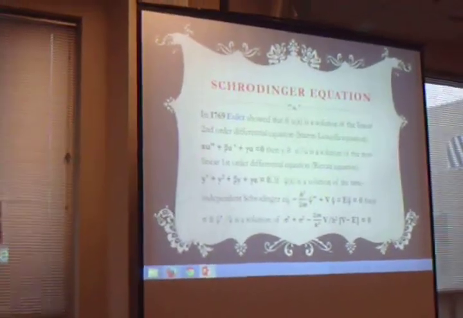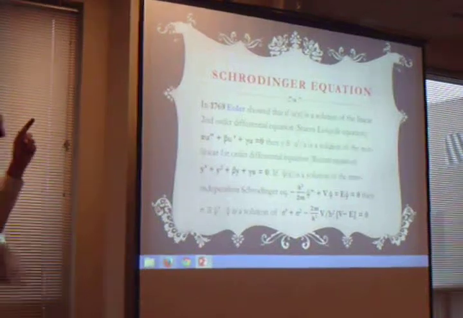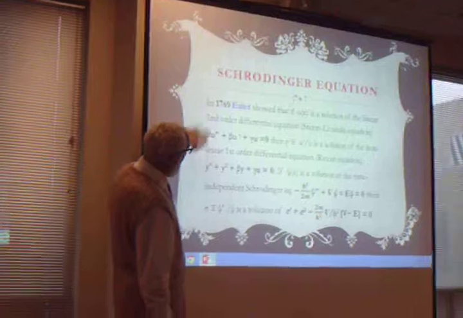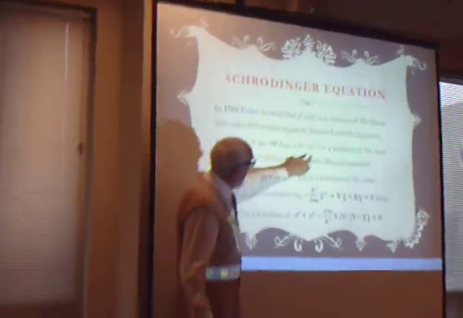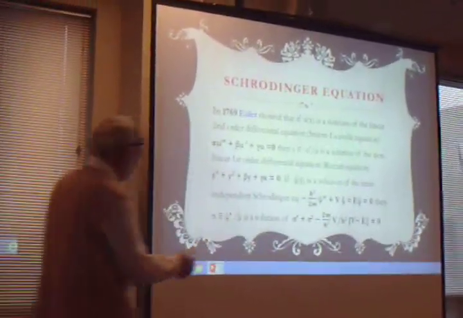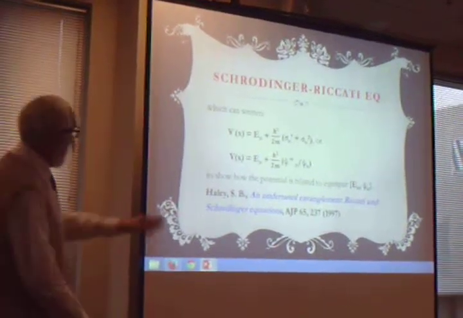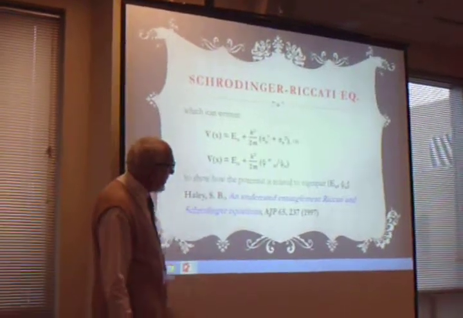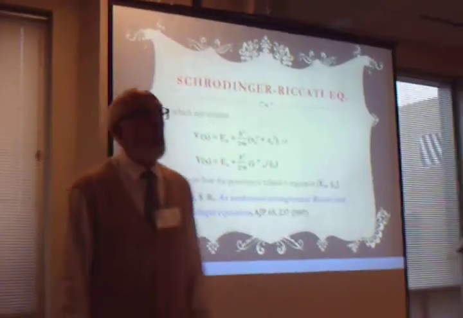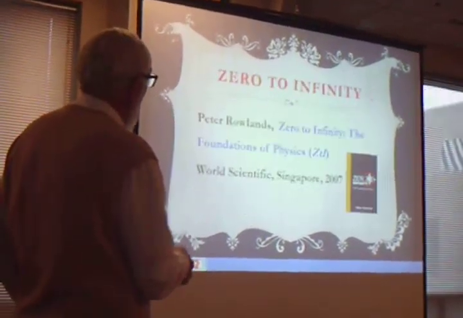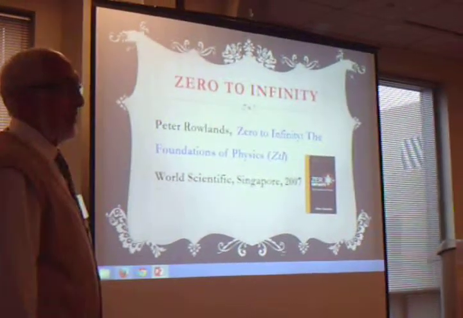Okay, so now in 1769, Euler showed that if U is a solution of a linear second order differential equation, then U prime over U is the solution of a Riccati equation. So now what people have done, like Haley, has demonstrated the underrated entanglement between Riccati and Schrodinger equation. Okay, so where does that lead us? Now to Peter's book.